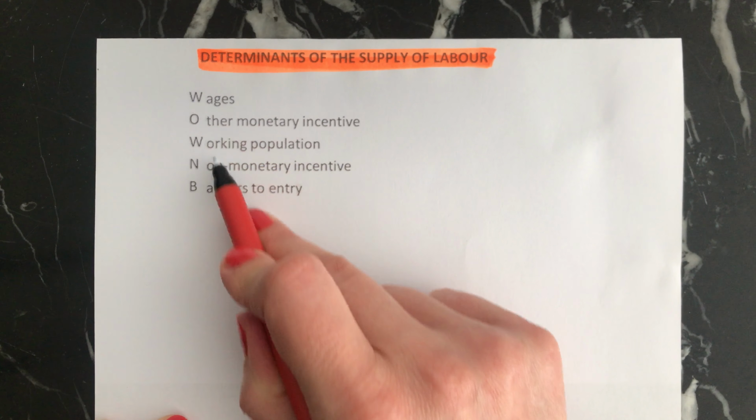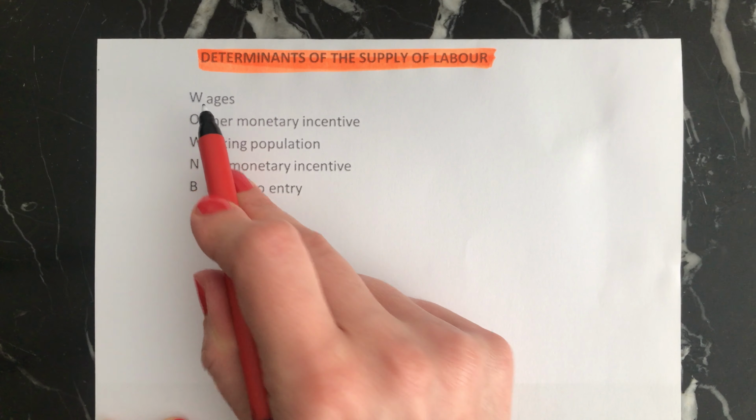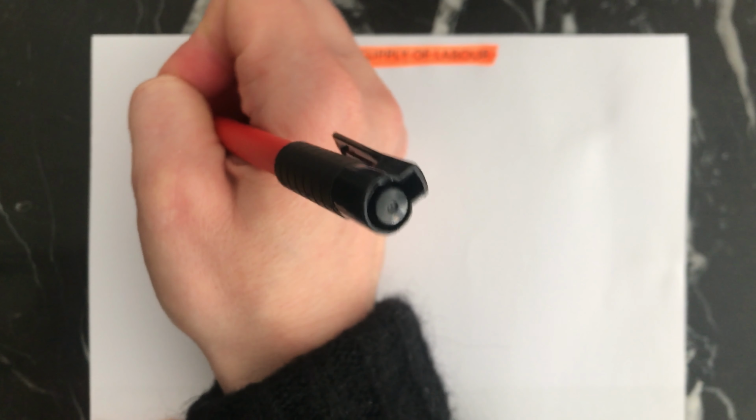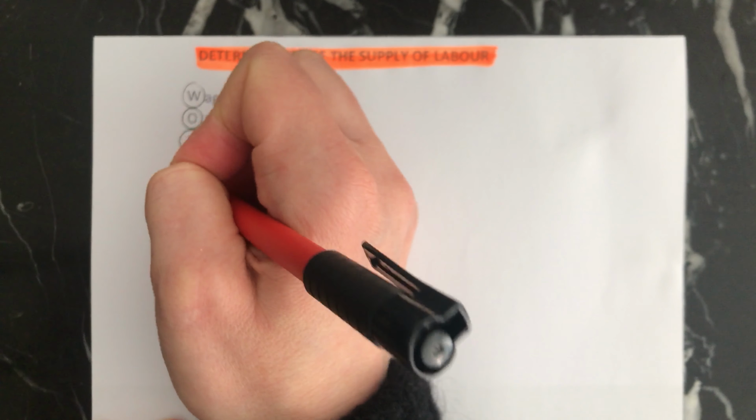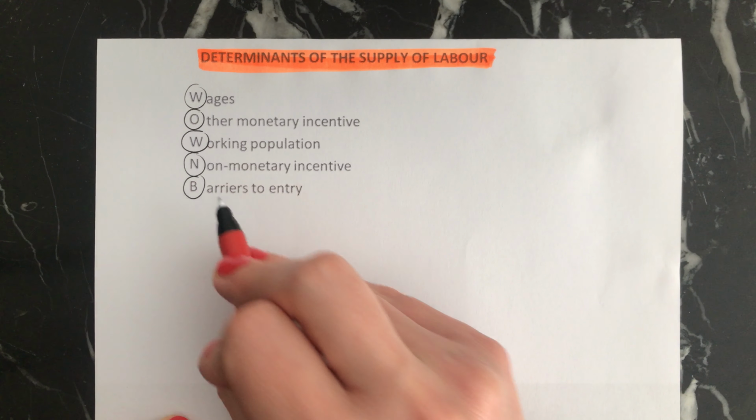There are 5 main determinants of the supply of labour, and this is a way of remembering them. WOW and NB, as in note bene, note. You could remember it in that way.